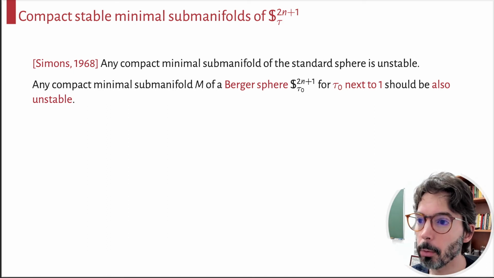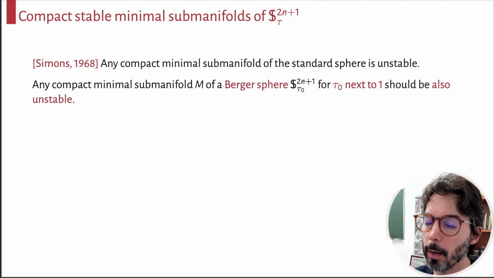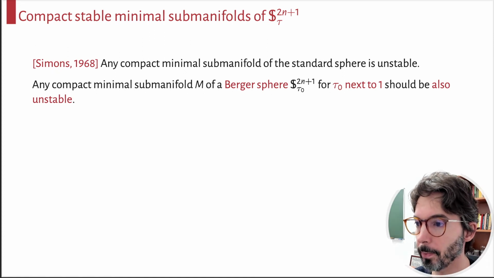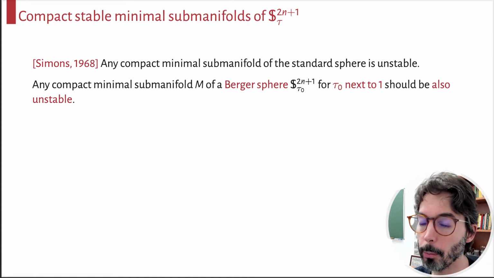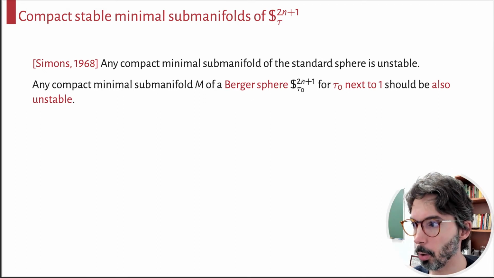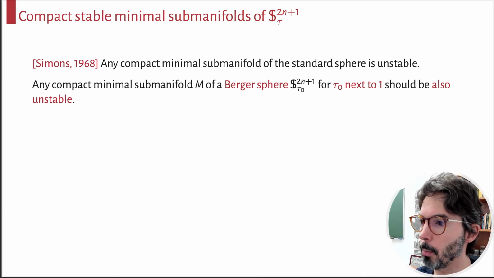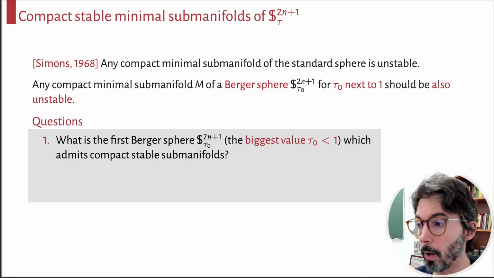So if tau is next to 1, we just make a slight deformation of the standard metric on the sphere. So it is reasonable to think that since in the standard sphere there is no stable compact minimal submanifold, for metrics next to that one there will also be no stable compact minimal submanifolds.